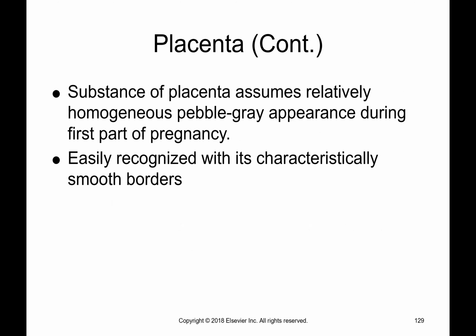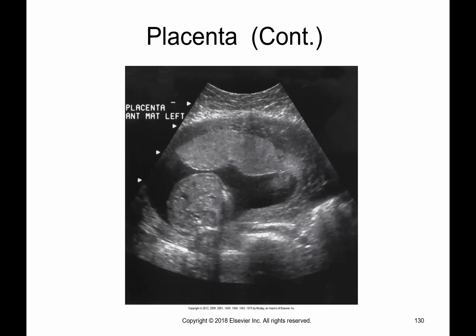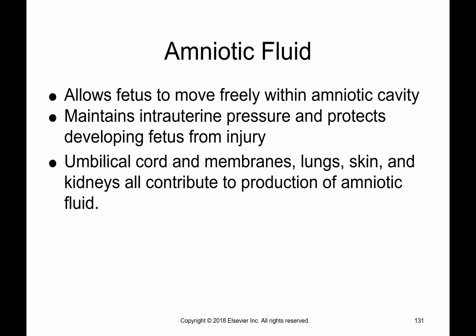The placenta assumes a relatively homogeneous pebble gray appearance during the first part of the pregnancy and is easily recognized with its characteristic smooth borders. Really easy to see. Here it is, this hypoechoic mass on top of the baby. And the amniotic fluid, we'll start measuring four quadrants of amniotic fluid after 24 weeks. Before that, you will measure one big pocket of fluid in the gestational sac for the baby.